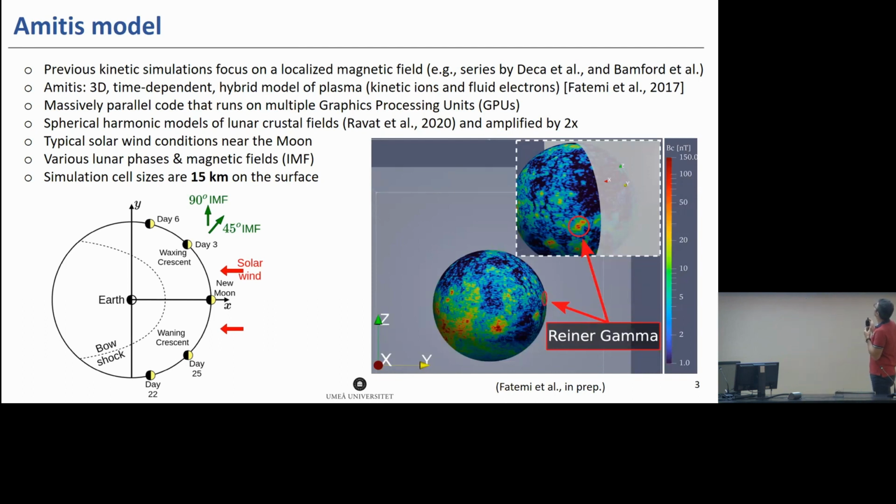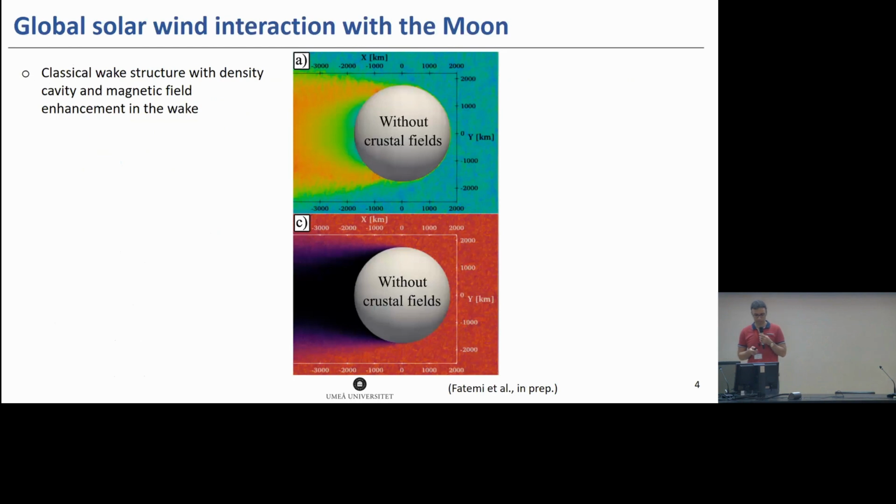And Reiner Gamma during this phase that we have been looking at corresponds to day 25 in this picture to the left. Reiner Gamma was almost located at the terminator, because that's the region of our interest, to look at the localized interaction with Reiner Gamma with the Lunar Vertex mission that I will talk about in a minute.